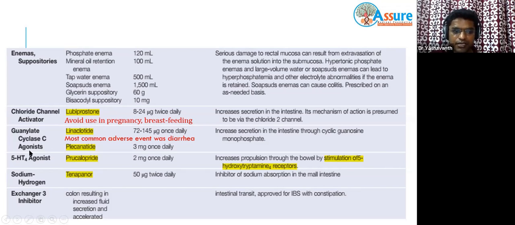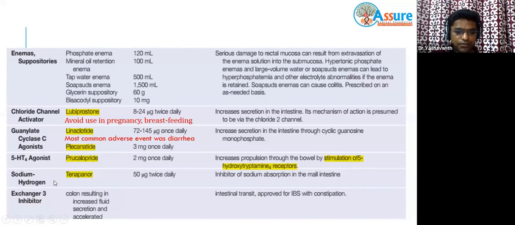Linaclotide, which is a guanylate cyclase C agonist, most common adverse effect is diarrhea. There is one more newer one which was not there in the previous edition, plecanatide. Okay, and you have 5-HT4 agonist. This is more useful, especially in slow transit constipation. This is a pan prokinetic, prucalopride, which helps slow transit from the upper GI even in the colon.